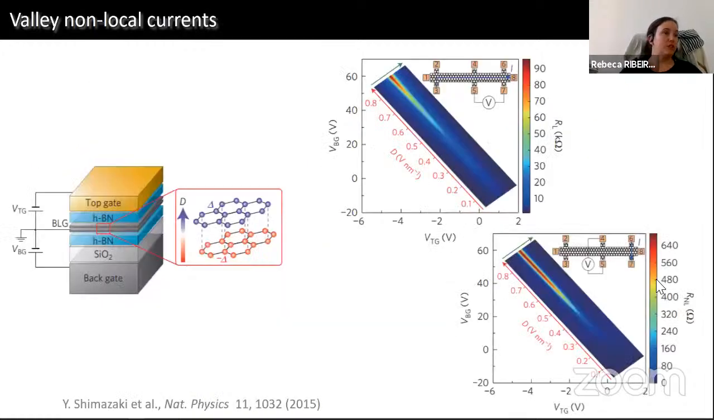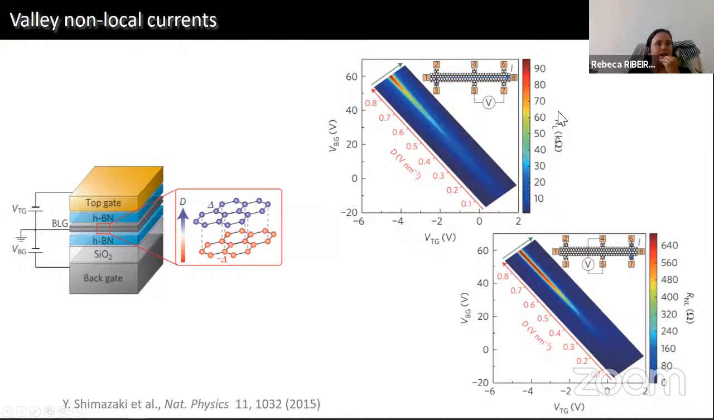So the first results concerning that appeared in the literature in 2015 from a Japanese group, where they applied a displacement field. As I told you before, you can open the energy gap in two ways: apply a displacement field or align with boron nitride. In this case, they applied a displacement field. As they increase this displacement field, you can see that the resistance at the charge neutrality point increases from something very low, about 20 kilo-ohms, to 90 kilo-ohms. This is a local measurement, okay? This is why you can see it in this drawing. At the same time, when they apply the same range of displacement field, they can see a non-local resistance that appears at the same moment as we are opening the gap and breaking the inversion symmetry.